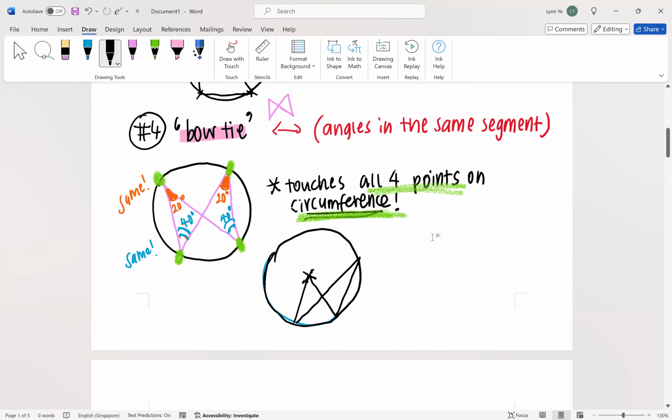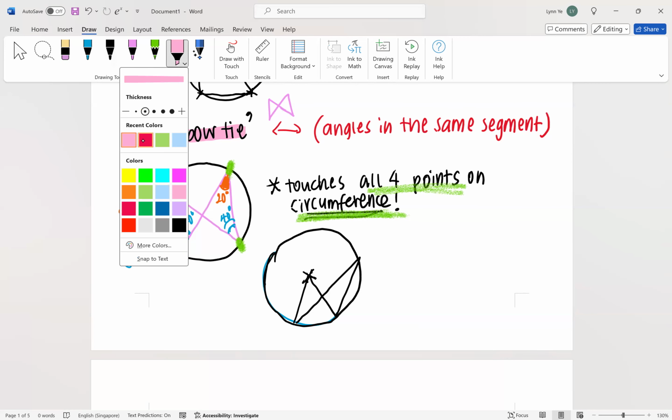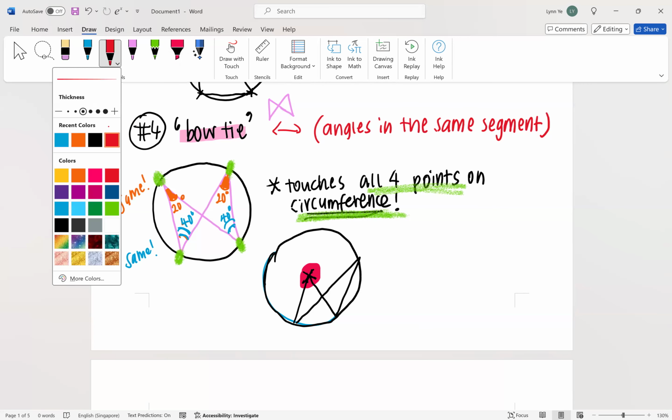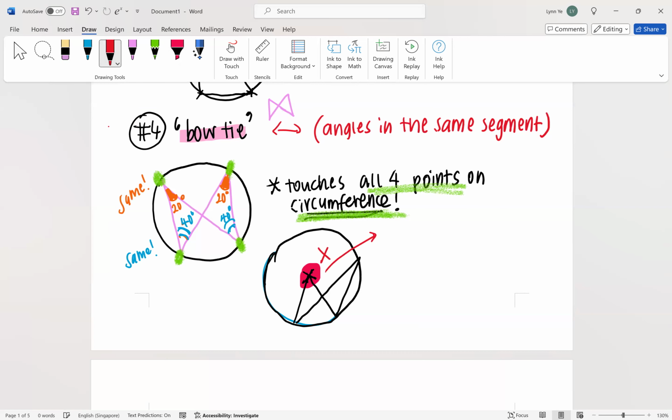Now, guys, can you see this new one that I just drew? Right? Now, this new one I drew, can I use the bow tie technique? Yes or no? Cannot, right? Why? Why cannot? Because of this particular point. This particular point is not on the circumference.